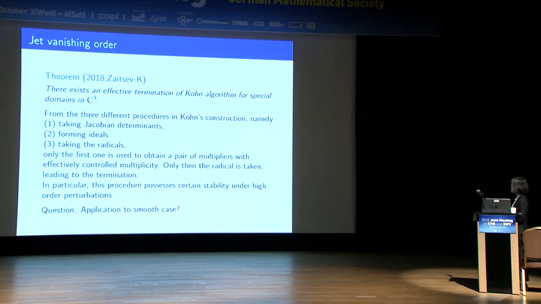So the good point is that this jet vanishing order has some stability. So we can perturb F with higher order terms, and this process still gives some effective termination. So we hope that there's some application to the smooth case.